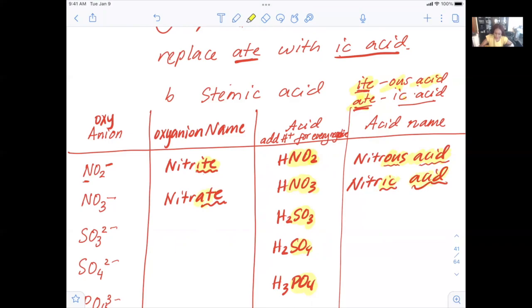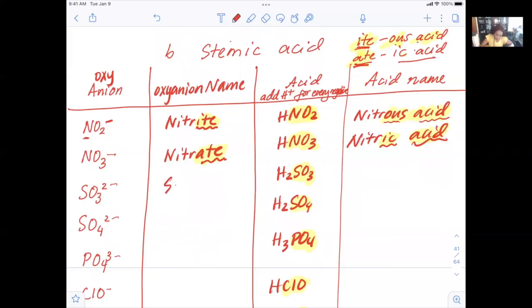I replaced the ATE. Okay, so this would be sulfite, sulfate. Now with this one, remember there's a caveat to the sulfur, right? I know you're like, no, why? I was doing so well. Yeah, but we gotta go through this, guys. We gotta go through these stages in life. You gotta go through the hard and the easier.